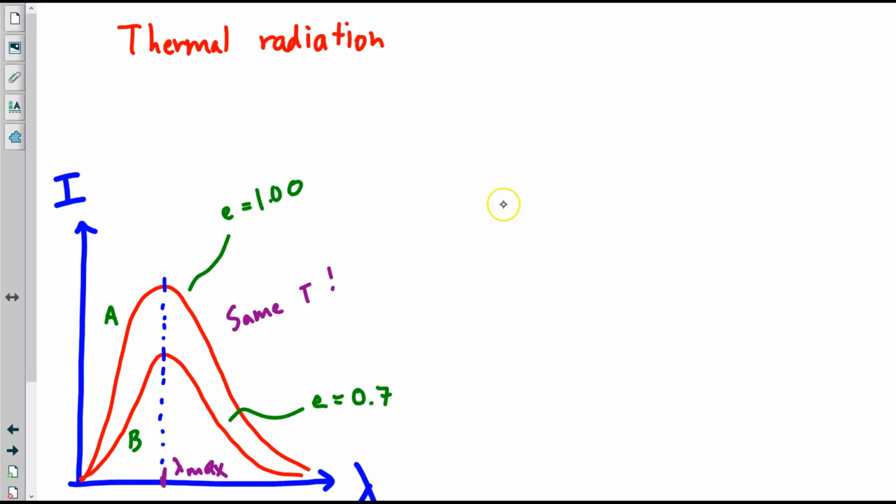What we've just learned is that the intensity radiated, how much you radiate, is directly proportional to emissivity. And in fact, we will see an equation later that looks like this, where sigma is just a constant.